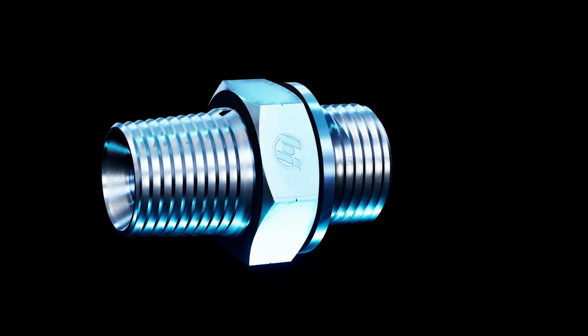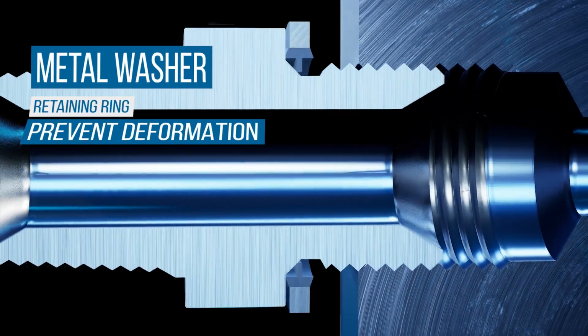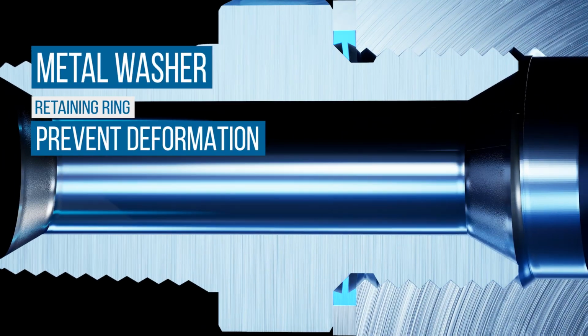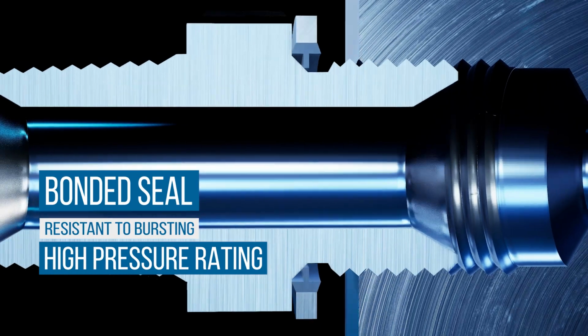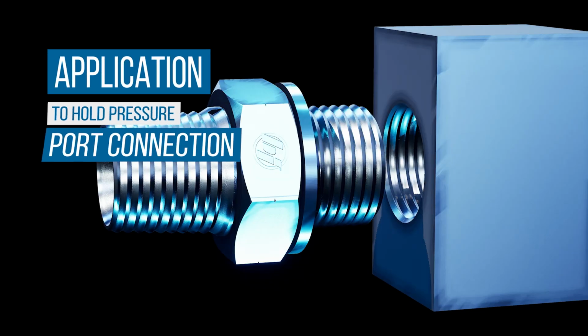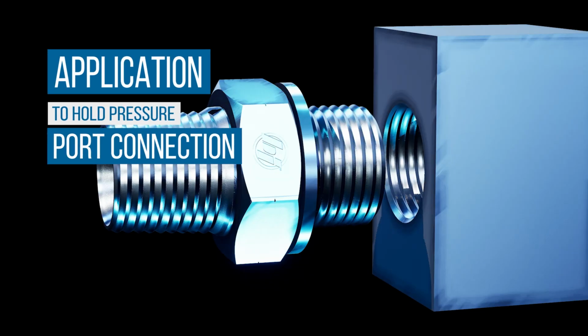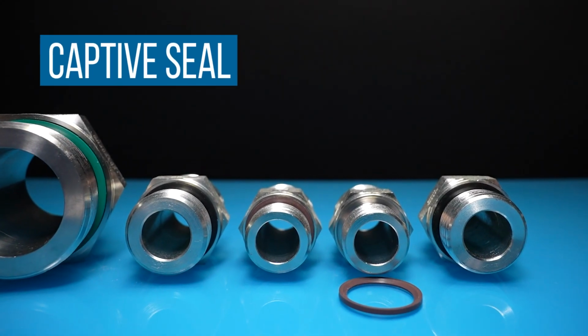The elastomeric seal is achieved as the connection is tightened, and the metal washer acts as a retaining ring preventing deformation of the elastomer. This design is more resistant to bursting and therefore carries a higher pressure rating. These bonded seals are used in a port connection, where a seal is required for the parallel threads to hold pressure.